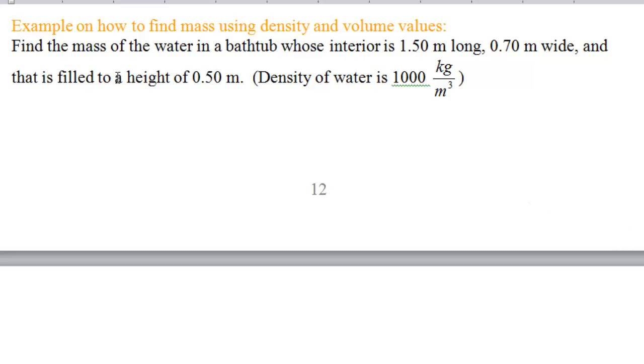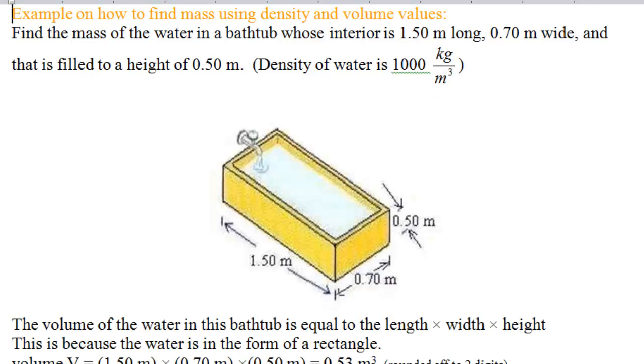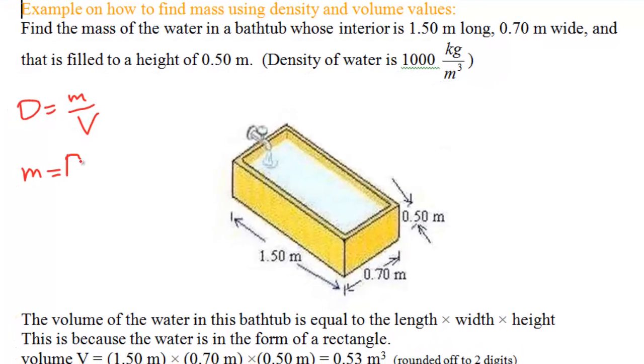Now in this question here, it asks you to find the mass of water in a bathtub whose interior is 1.5 meter long, 0.7 meter wide, and is filled to a height of 0.5 meters. So we're asked to find the mass and we are given the density. And this is a very important question. I asked similar questions in the test. So to rearrange the equation in order to solve for the mass, we have to multiply both sides of the equation by V, since the conjugate of 1 over V is V. And this will yield mass equal to density times volume.